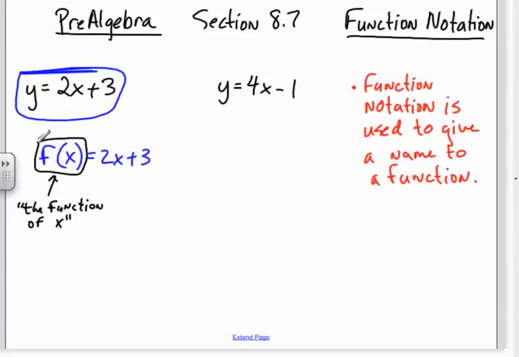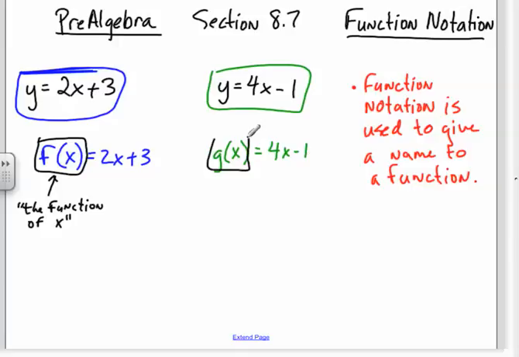So then, for this one, I'm going to circle it in green. I'll call it g of x is equal to 4x minus 1. And remember, this part does not mean g times x. It means the function of x in g. So now, if I were talking to you, I could say, well, in g, we're going to multiply x by 4 and subtract 1. But in f, we're going to multiply x by 2 and add 3. They're different functions. So we've just given them different names.